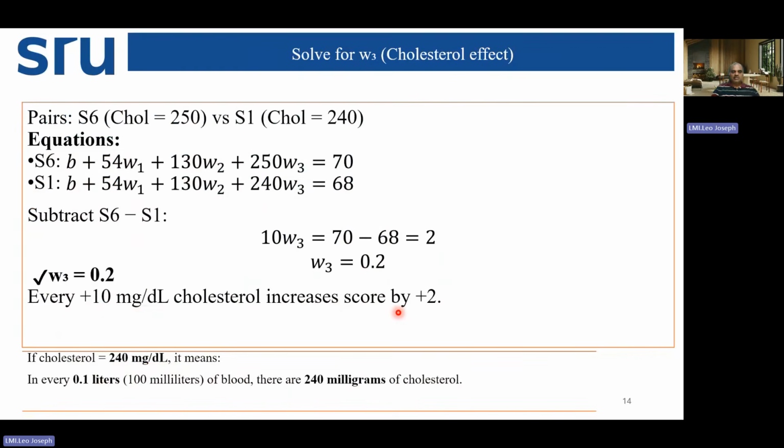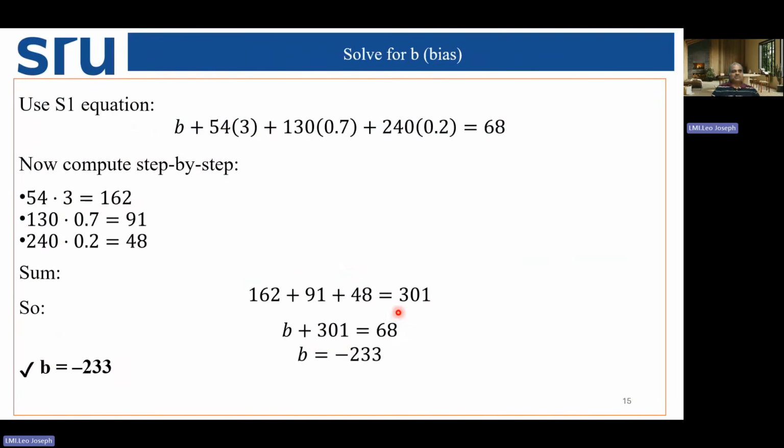Okay. I think it is understandable. Now, use the S1 equation. The weights are already estimated: 3, 7 and 2.